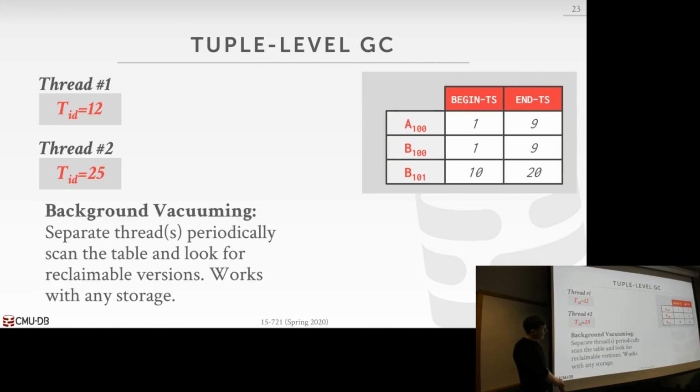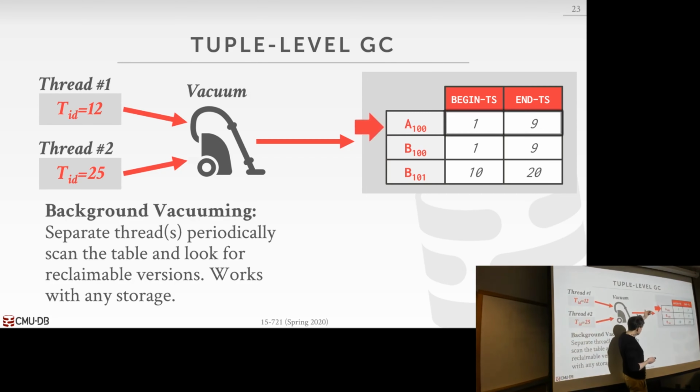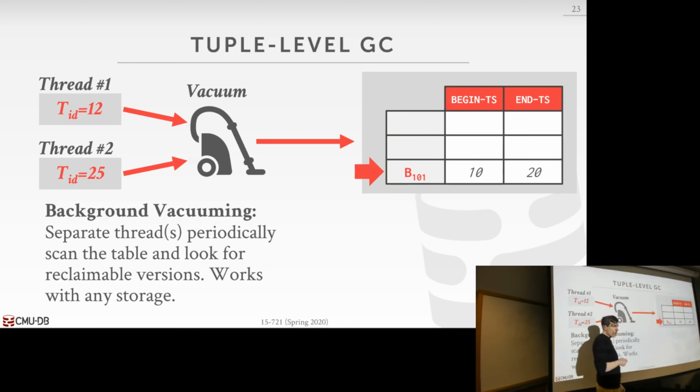With background vacuuming, again, the idea is that there are separate threads that are going to run and do sequential scans to try to find old versions. So when the vacuum starts, we have to look and say, what are the actual transactions? What are their timestamps? Now when we scan, we compare the begin and end timestamps for all the versions that we see, and check whether the ranges specified do not intersect with any active transaction. In this case, we have transactions with timestamp 12 and timestamp 25. So we know that for the range 1 to 9, these two transactions can't see that. Therefore no one can see this, and it's safe for us to go ahead and reclaim this memory.